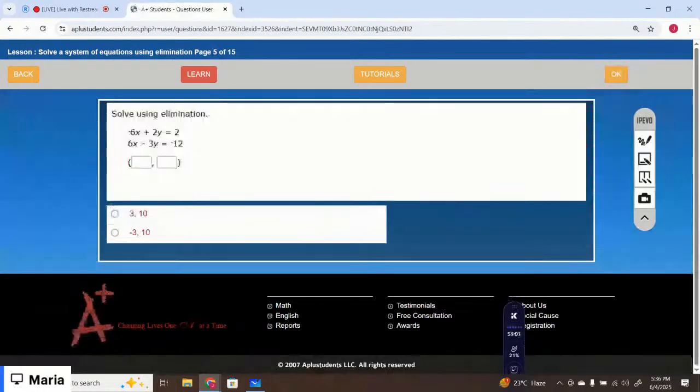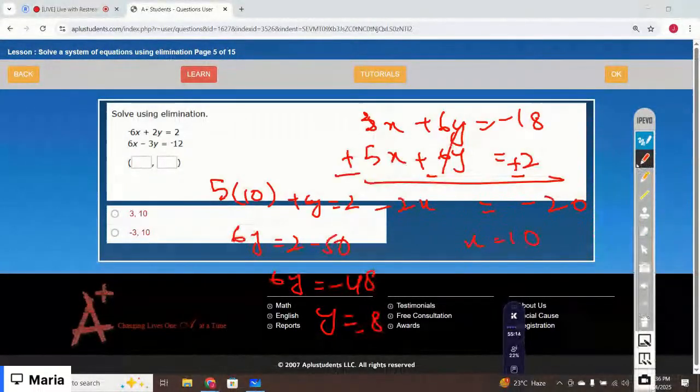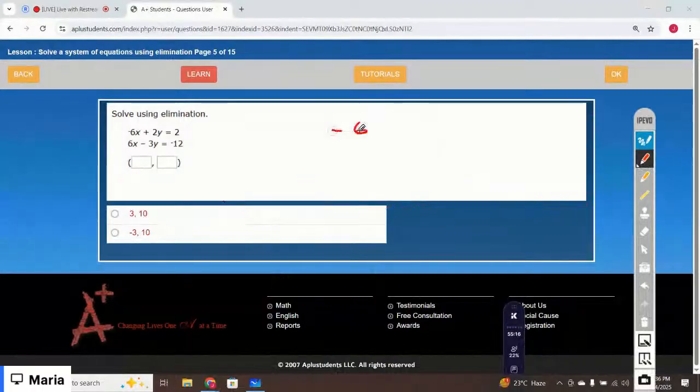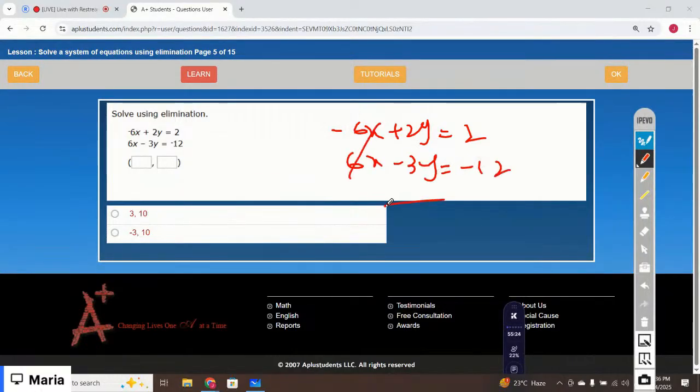Negative 6x plus 2y equals 2 and 6x minus 3y equals negative 8. So just add the equations. That is negative y equals negative 10, y equals 10.